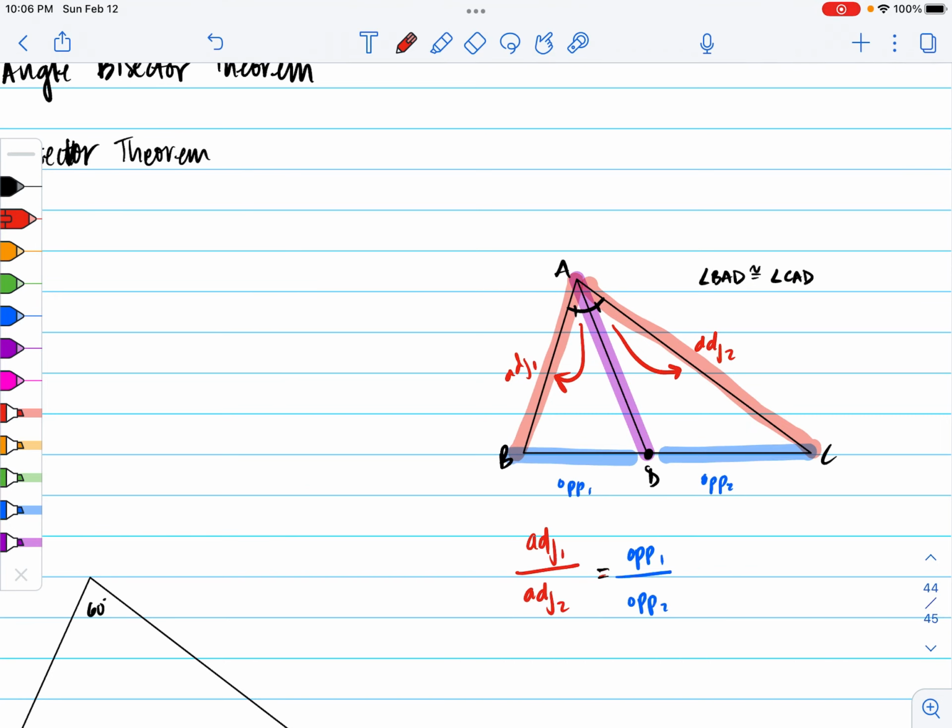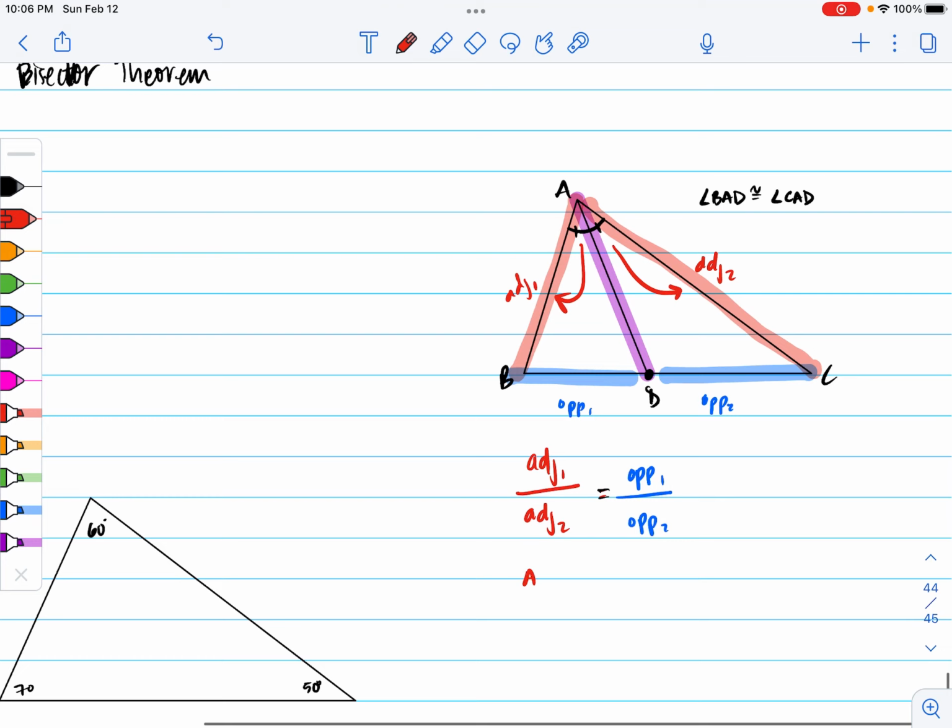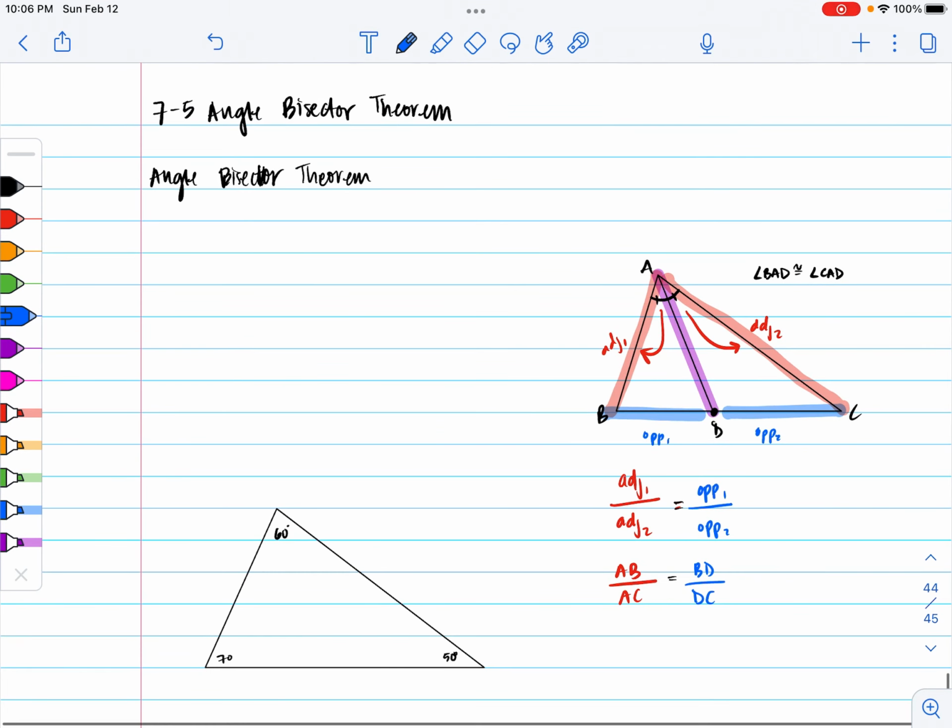So in this perspective, we could actually say AB, actually let's do this in the colors again that I used. I'm going to rewrite this entire equation, but with the actual segment lengths. AB is going to be over AC, which is equal to or proportional to BD over DC. And that is our theorem in a quick nutshell.